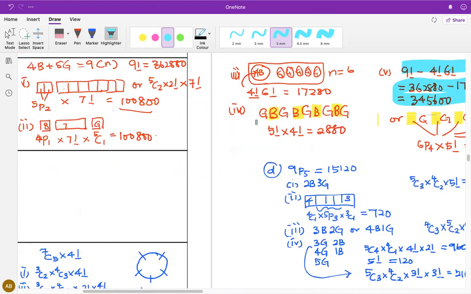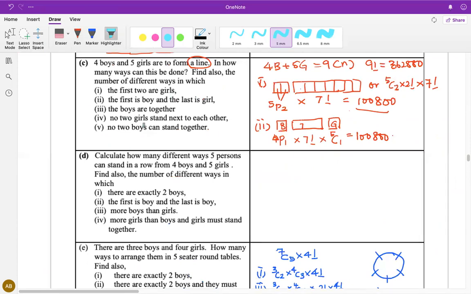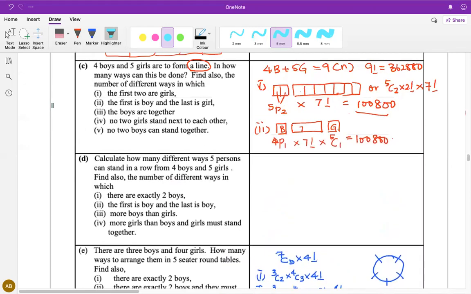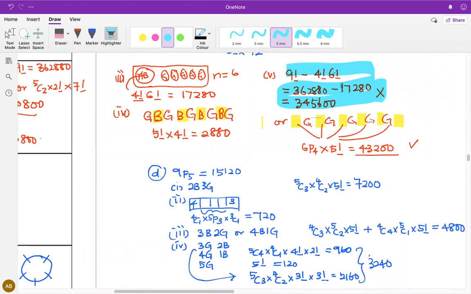Okay, because we minus 9 factorial minus 4 factorial 6 factorial, we only deduct the case where the 4 boys are together. How about the 3 boys together and 2 boys together, right? 2 boys and 3 boys together, or 4 boys together. That one we did not consider in this solution.